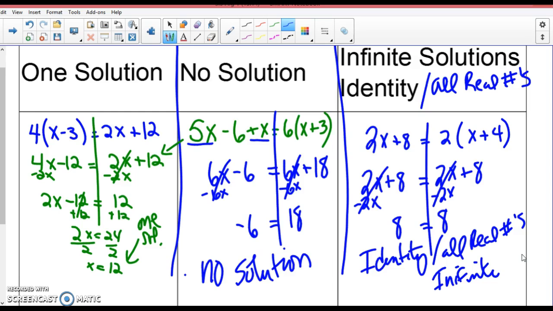A solution is a number that makes the equation true. So we either have 1, where we end up with x equals 12, or whatever. We've got none, where there's no variables left and it's false. That's no solution. Or we have the identity or all real numbers. All variables are gone and it is true. So the solving is the same across the board. It's the interpreting of the answer that is different. Do you guys see that? All right.